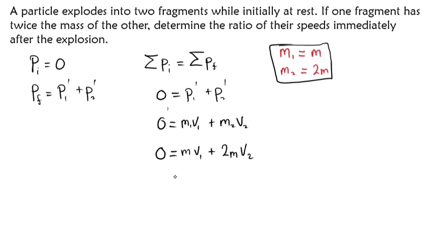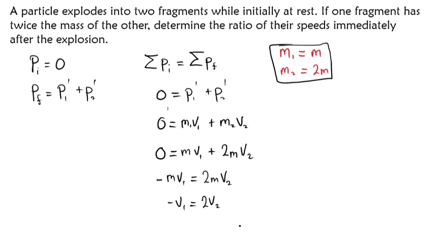If I make a rearrangement, this will look something like this. Negative m v1 is equal to positive 2m v2. I divide both sides by m. This means that negative v1 is equal to 2 v2.